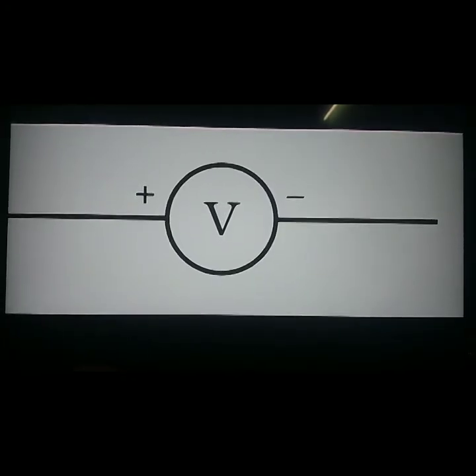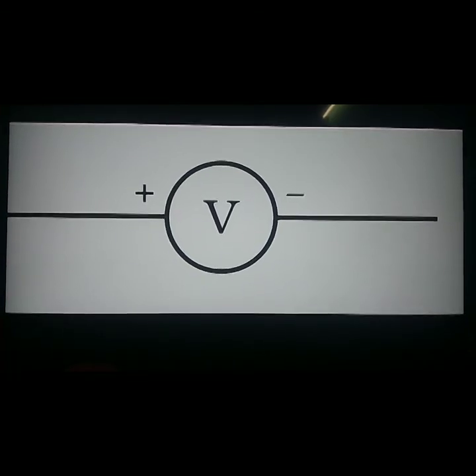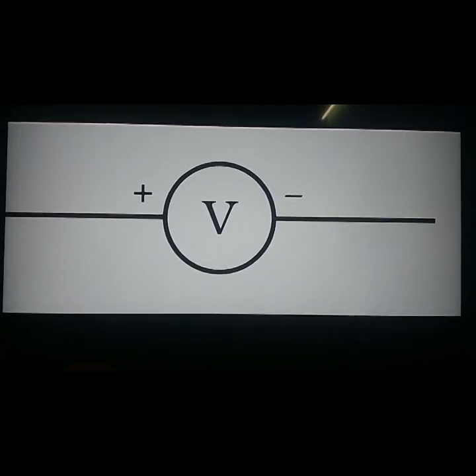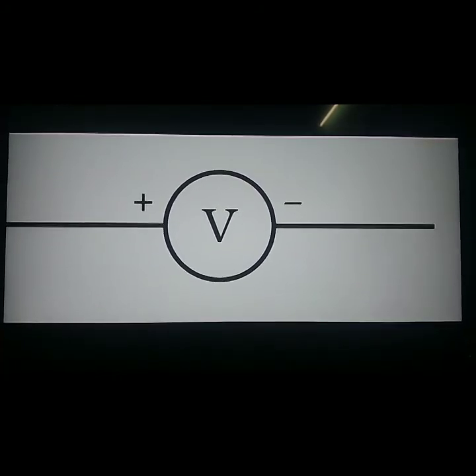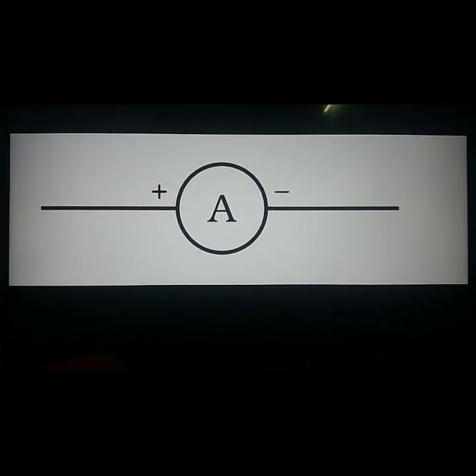See, this is the symbol of the voltmeter. The voltmeter contains 2 terminals, one positive terminal and another negative terminal. These 2 terminals should be connected across any 2 points. See, this is the ammeter. The ammeter also has 2 terminals, one positive and one negative. These 2 terminals should be connected in the line. That means we find the current in the ammeter, and the voltage in the voltmeter. So voltmeter and ammeter are measurement instruments.